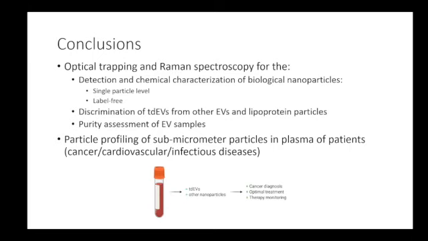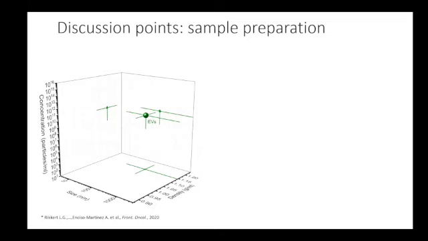The throughput is very slow, especially compared to flow cytometry, which is very used, for instance, in the clinic. But still, I think it's nice to see the general profile of sub-micrometer particles in plasma of patients, either with this optical trapping Raman spectroscopy technique or many others, because the particle profile might be affected in different diseases. And now I would like to just raise some discussion points, and this is related to sample preparation.